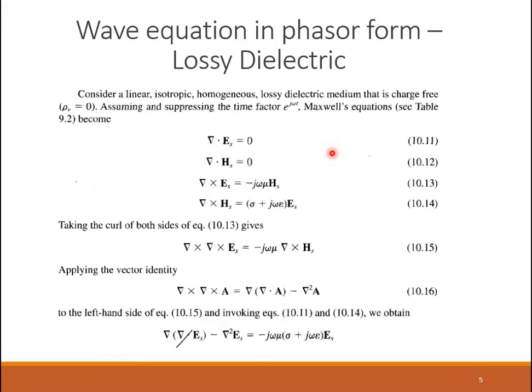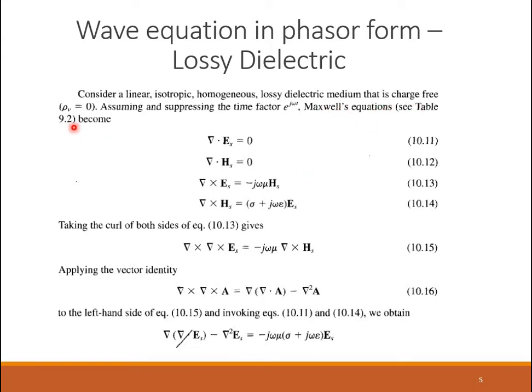Okay, so let's start. So again, a lossy dielectric is a linear, isotropic, homogeneous medium that is charge-free. What do you mean by charge-free? Rho v is 0. Now, this is where the importance of the phasor form comes in. We are assuming and suppressing the time factor e raised to j omega t. So Maxwell's equations in the previous chapter, this is from the Sadiku textbook, so Maxwell's equations in phasor form.